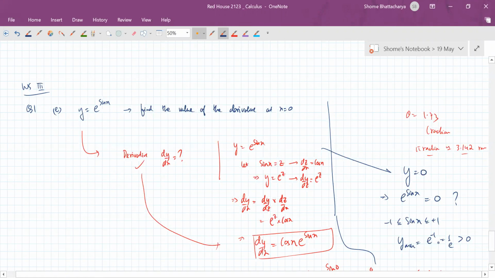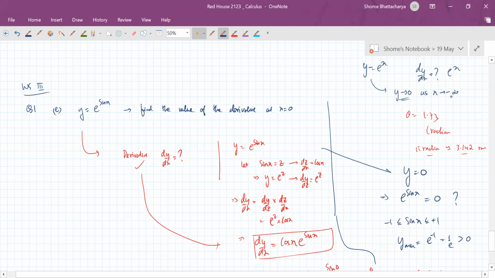Yes, sir. Okay. But suppose we had this function, y is equal to e raised to x, and we wanted to find dy/dx at the point where y is 0. So here you can see that y tends to 0 as x tends to -infinity. So the value of dy/dx would also be 0, no? Because the derivative of e^x is e^x.